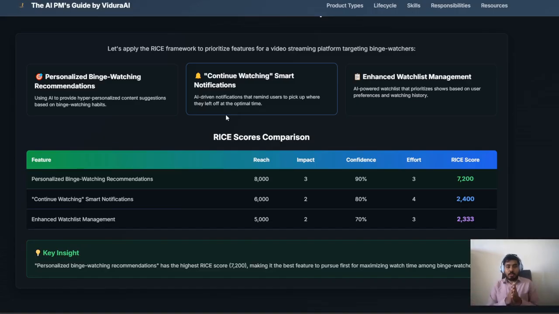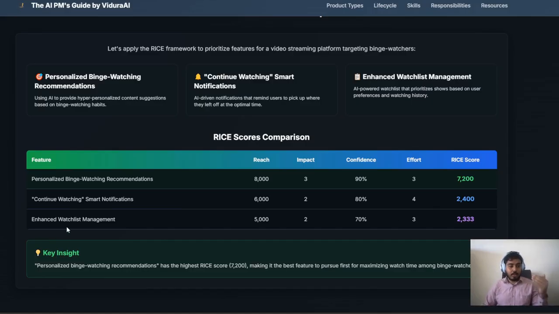So we have the video streaming platform targeting binge watchers, and these three are the features that we need to focus on. So we are using RISE scores to see what kind of impact each of the features is offering. For example, personalized binge watching recommendation: reach 8,000, impact 3, confidence 90%, effort 3. So we have a RISE score of about 7,200. For continue watching smart notification, we have reach about 6,000, impact level 2, confidence 80% and effort 4. So we have a RISE score of about 2,400.